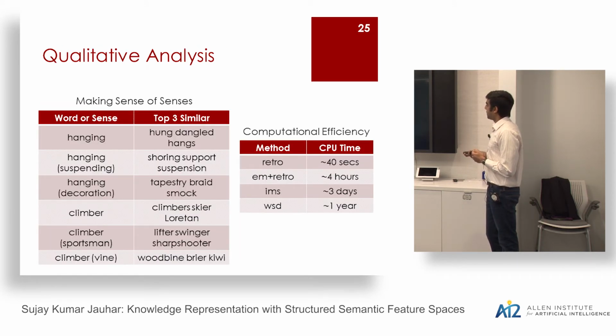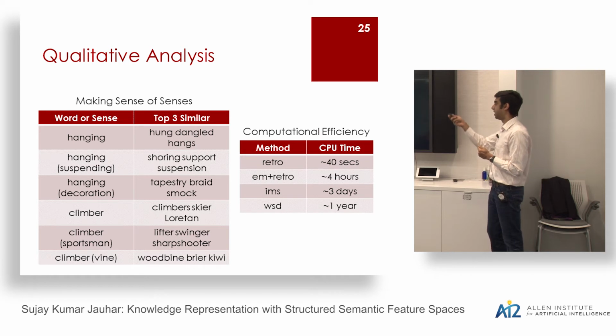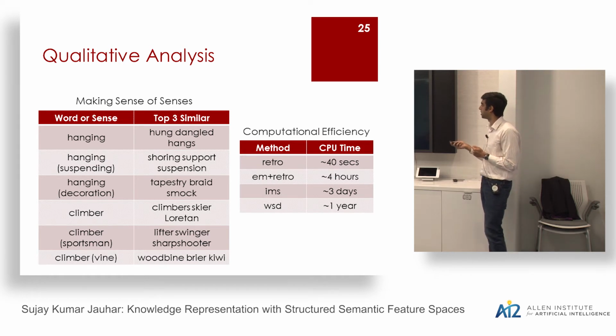Quick qualitative analysis. On the left-hand side, you have polysemous words and how, if you had only a single vector, what the top 3 similar words are. Not very informative, but if you do the retrofitting procedure, basically you get for each of the different senses, their most similar words in the vector space tend to correspond to that particular sense of the word. So hanging as in suspending versus hanging in decoration have different close words to each other.